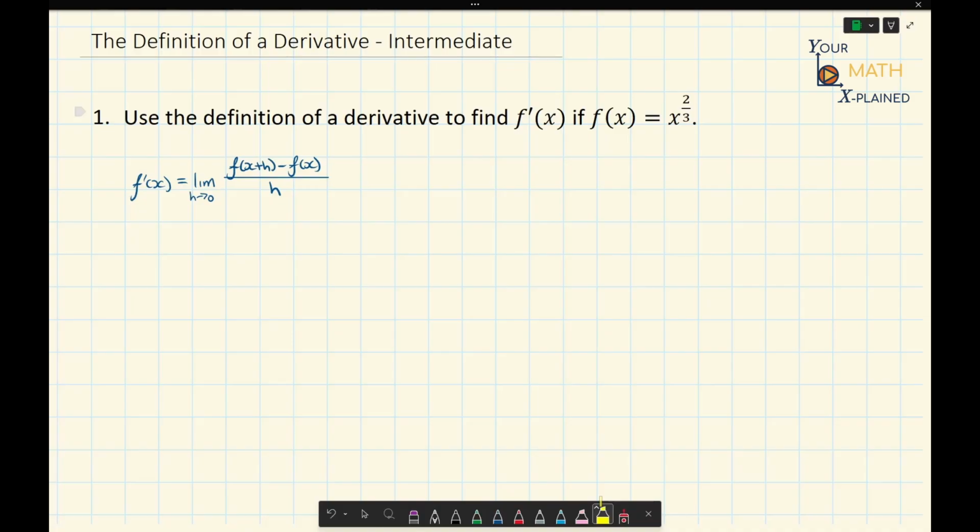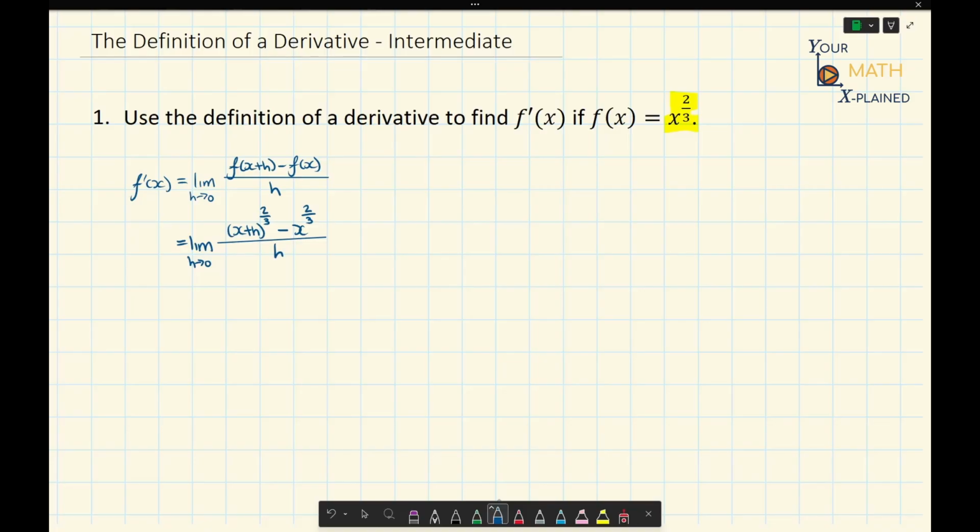So our function f of x is x to the power of 2 over 3. So let's go ahead and substitute that in. So we get this is equal to the limit as h approaches 0 of, and we're going to get x plus h to the power of 2 over 3 minus x to the power of 2 over 3, and we have this is over h.